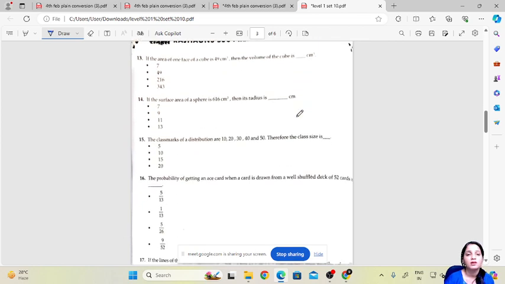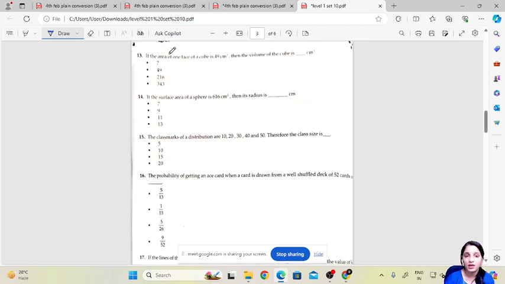Then if the area of one face of a cube is 49 centimeter square, then the volume of the cube is, okay, the area of one of its faces is given, which is a square. Okay, a square is 49, so a will be 7, and the volume of a cube is a cube, so it is 7 cube, which is 343.